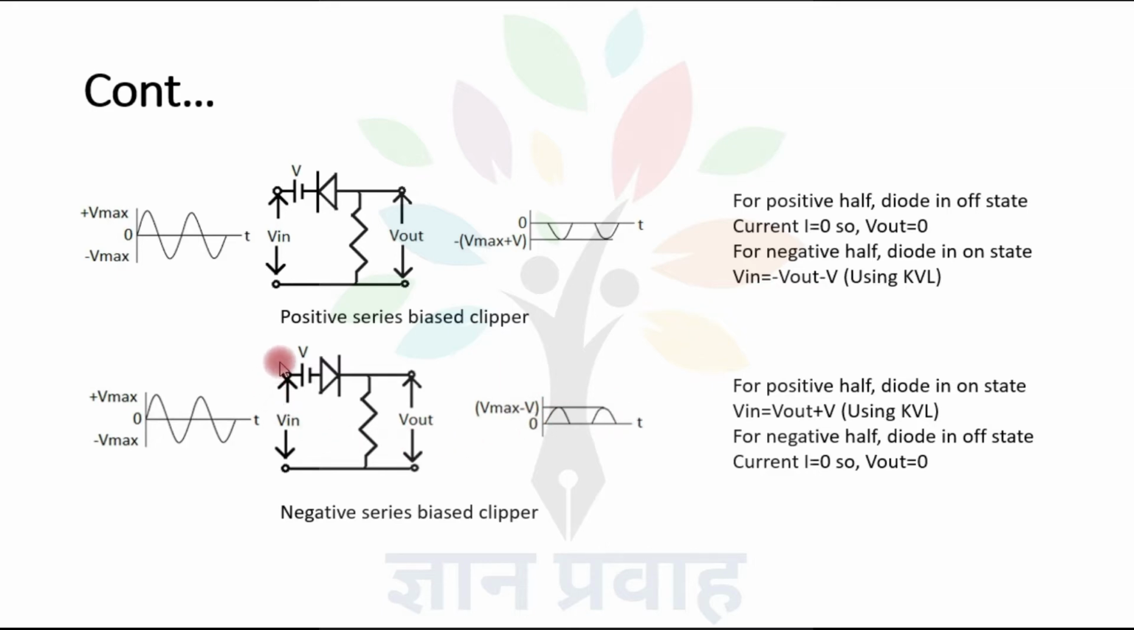For the negative half, this terminal is negative, this one is positive, and in this case this PN junction diode is operating in reverse bias, or in off state. So there is no current conduction. No current conduction means the voltage drop across this resistance is 0. So V out is 0. So negative halves are clipped off from here.